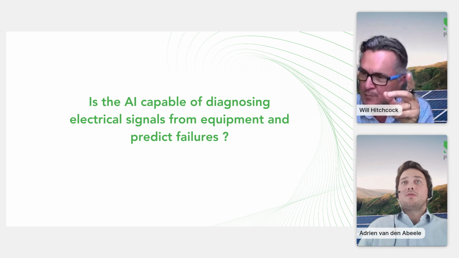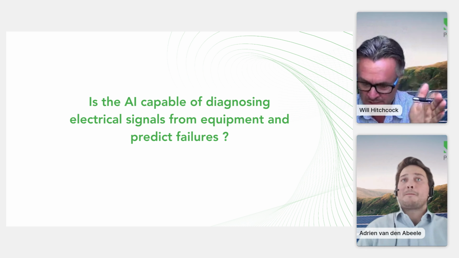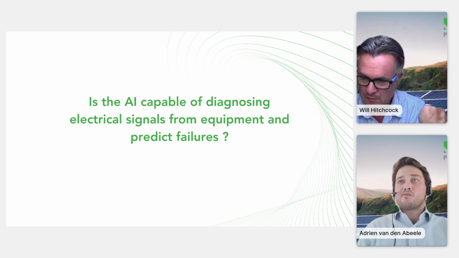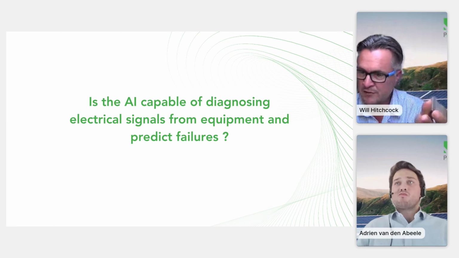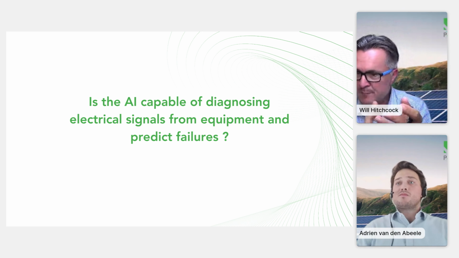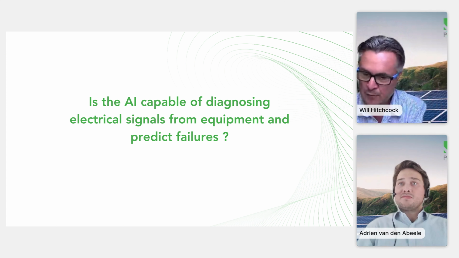A great example, just to add to that answer, Adrian, is where you see gradual module degradation. Some of the telltale signs you see in module degradation might be bus bar corrosion, it might be delamination, it could be backsheet failure. Those processes take time before they impact yield.